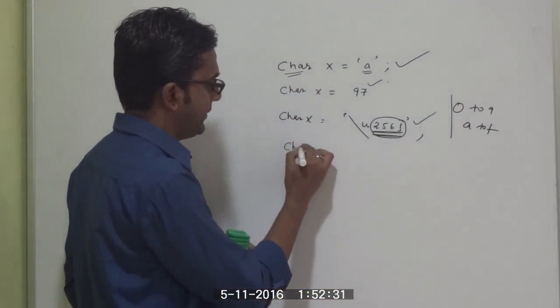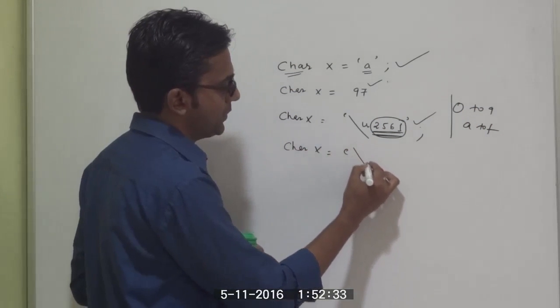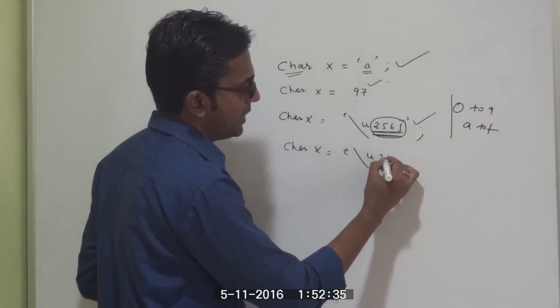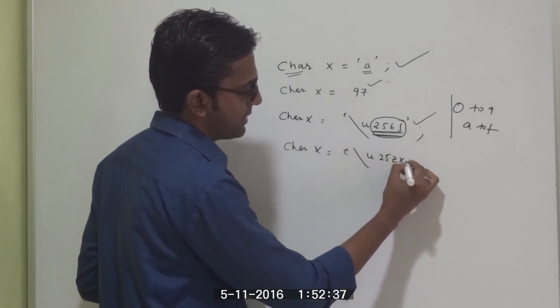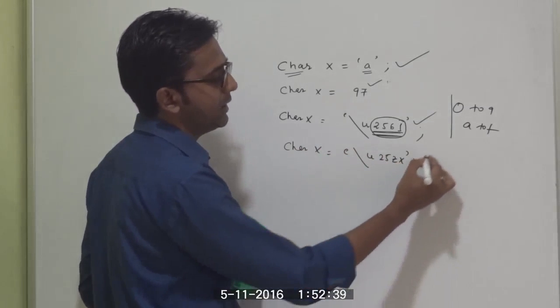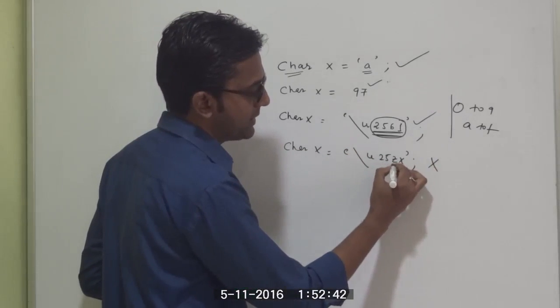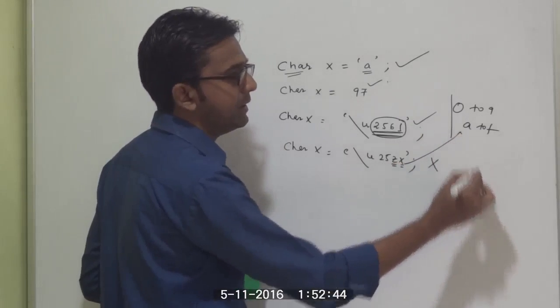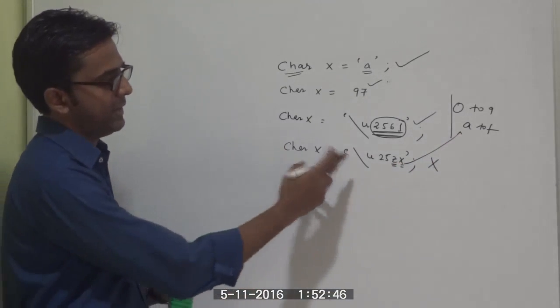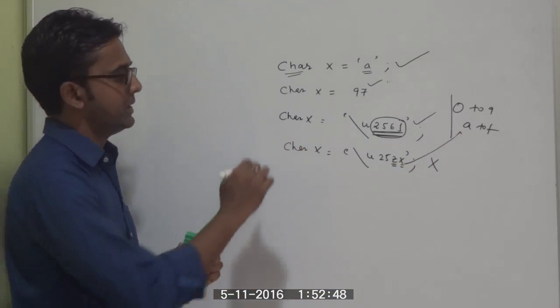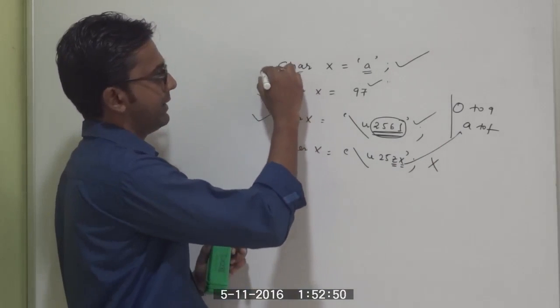But if I am writing char x equals backslash u, suppose I am writing 25zx, is it valid? No. Why? Because this z and x are not in the range of the hexadecimal literal. That's why this will be invalid. Okay. So this is another way to represent the character literal.